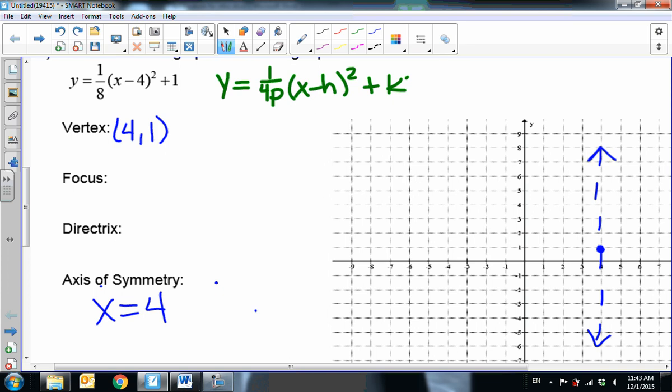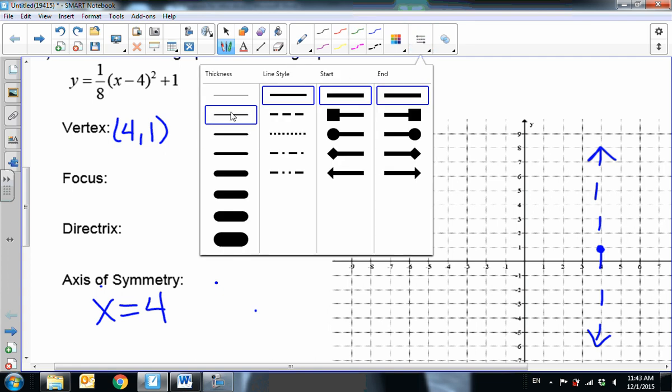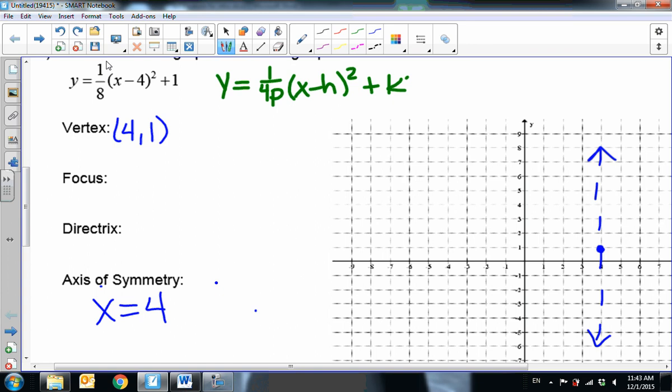Okay, now let's talk about the two new things we've talked about, focus and directrix. To figure out where our focus and directrix are, we have to use this 1 over 4p. Okay, so 1/8 is equal to 1 over 4p. What does that tell me that p must be? Good. Everyone okay with that? All right, so p, remember, is the distance from the vertex to the focus. And p is positive here. So to get to my focus, I'm going to start at my vertex, and I'm going to go up 2 units.